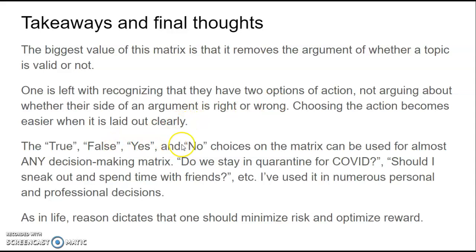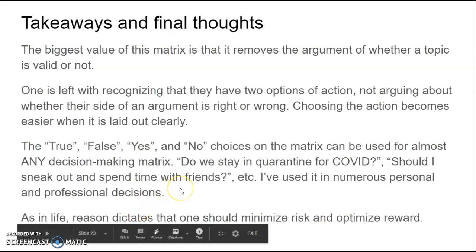The true, false, yes, and no choices on the matrix can be used for almost any decision-making matrix. So this quarantine stuff with COVID and however you might feel about that. Is the data correct? Is it not correct? You stop that argument and you just think about, what am I in control of? I'm in control of my actions. And then what are some possible outcomes based on my actions? You can do it for something stupid, like should I sneak out and spend time with my friends, etc.